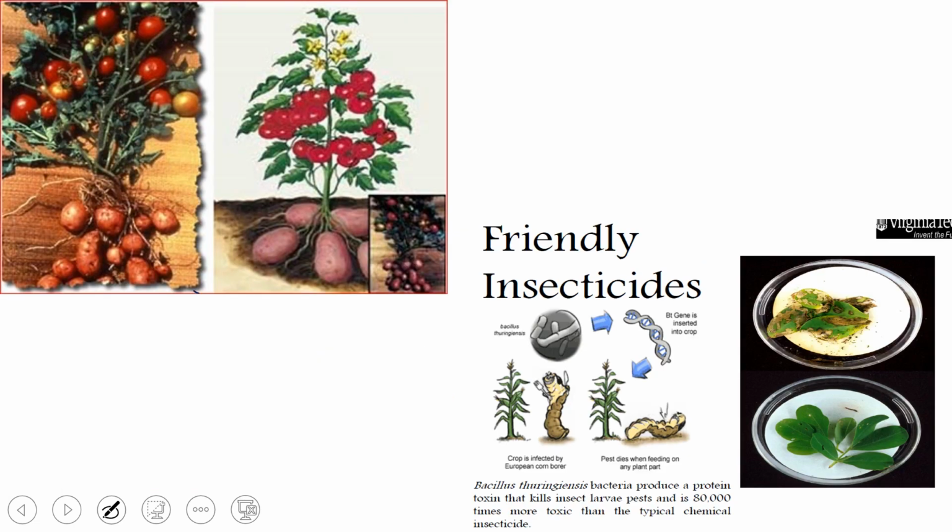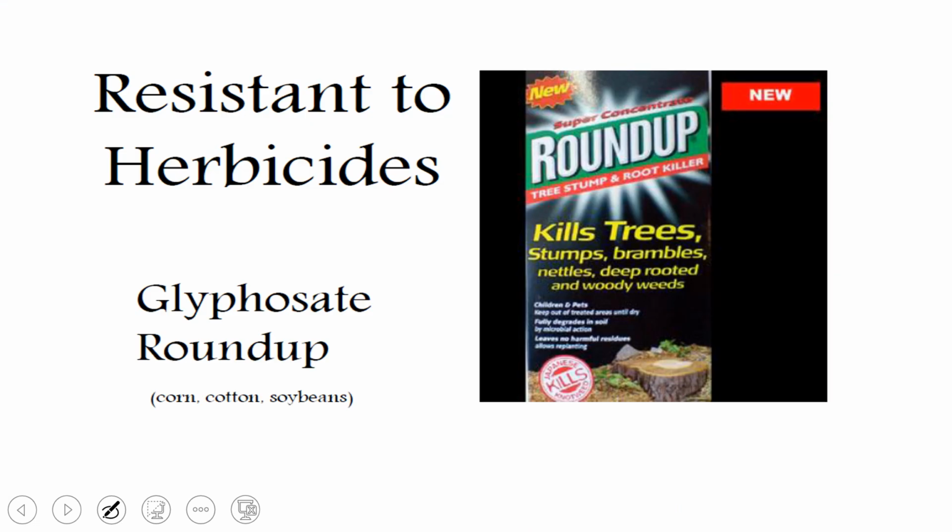If you see this picture, this is an example with tomato, where on the same plant below the soil you will have potato, and on the top of the plant you will have tomato. So potato plus tomato becomes pomato. Here we have a friendly insecticide. Just now I gave you the Bacillus thuringiensis example, Bt cotton, where the toxin gene from Bacillus thuringiensis is transferred into the cotton plant, and when an insect eats it, the insect will die.